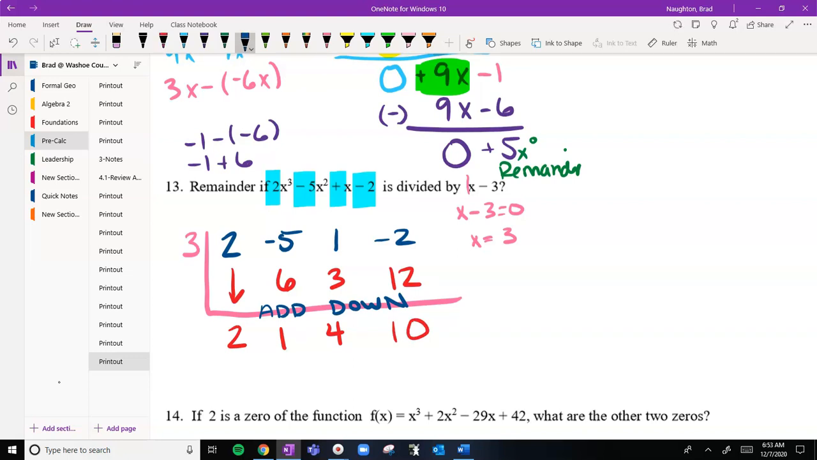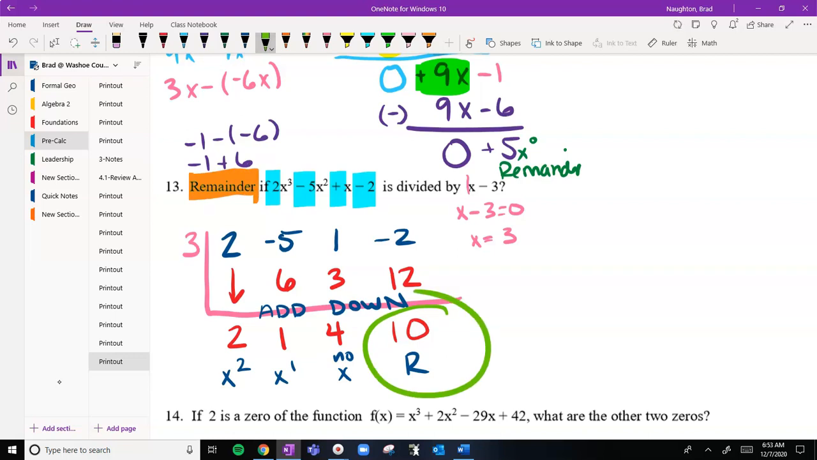So it goes remainder, the no x, which is your constant, your x to the 1, and your x squared. Now, we're not going to write the whole thing out because it just simply asks for what is your remainder. Well, what is our remainder? If we look down here, our remainder is just 10. So that's our answer. Easy peasy.